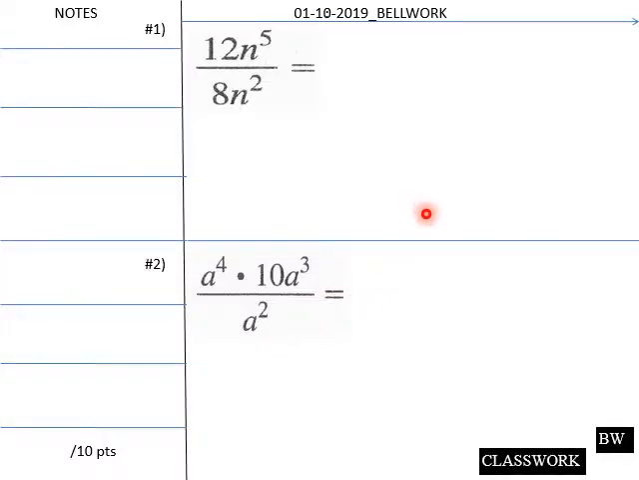Teachers, today here is our bell work. Give your students about 5 minutes to evaluate these exponents.